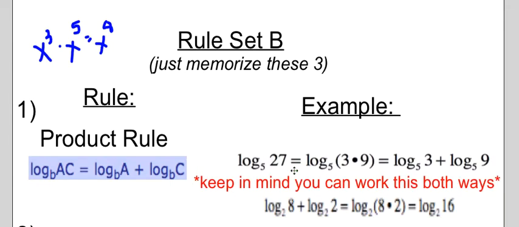So here is a typical example. Keep in mind it usually works this way, although you should probably know both ways. But typically I'll give you two separate logs and you condense it to one. So log base 2 of 8 plus log base 2 of 2. Now you could do these separately, but let's just use the product rule. That would be log base 2 of 8 times 2, which is log base 2 of 16, which actually will just equal 4.